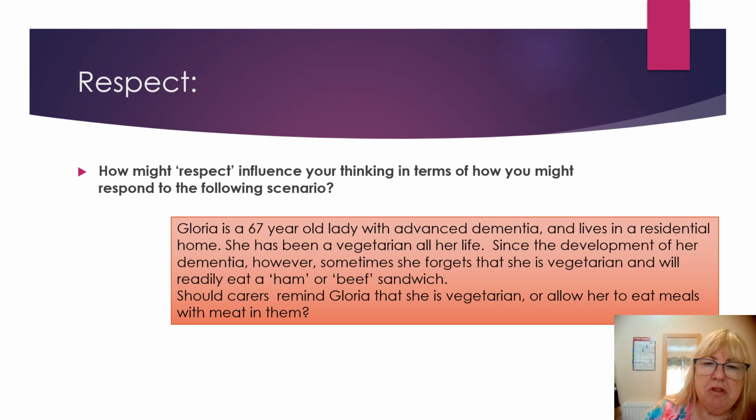Okay, a little bit more on respect. We've got Gloria here. This one's a difficult one again. She's a 67-year-old lady with advanced dementia, so she's not going to be able to explain too much to you. She might not be able to communicate very well with you. She lives in a residential home. She's been a vegetarian all her life. Since the development of dementia, however, sometimes she forgets she's a vegetarian and she would eat a ham or beef sandwich. Should carers remind Gloria she's a vegetarian, or just let her eat what she chooses?